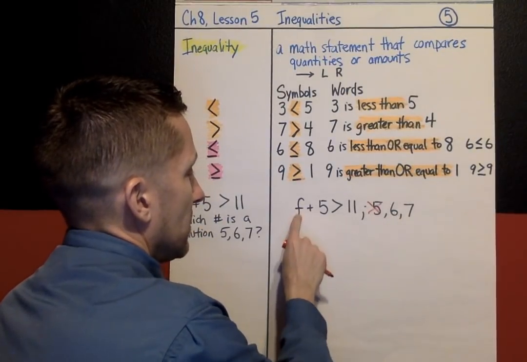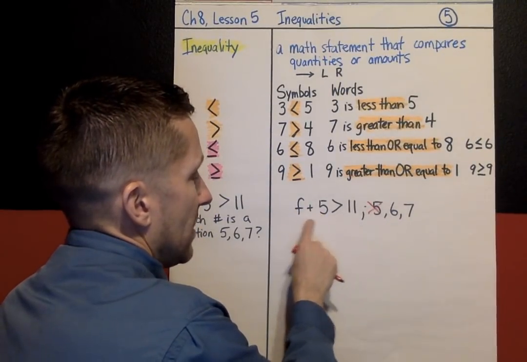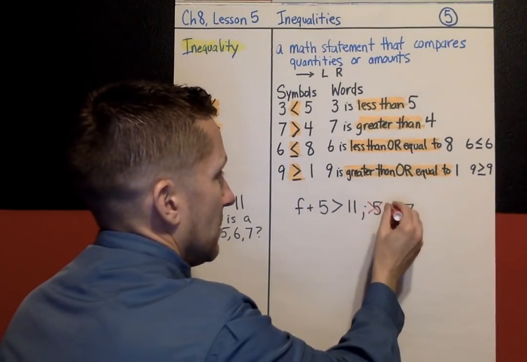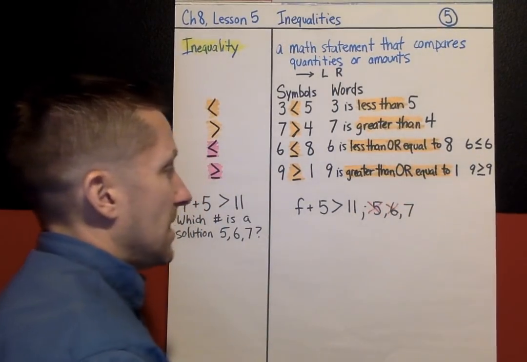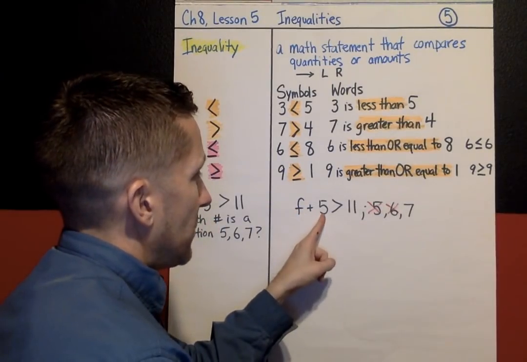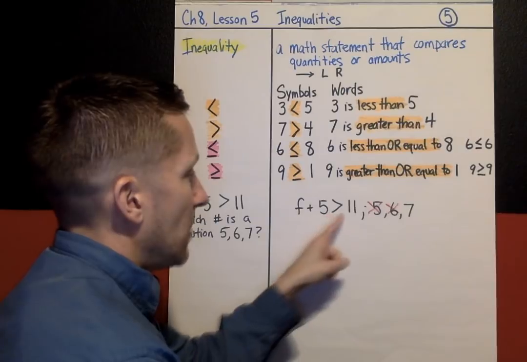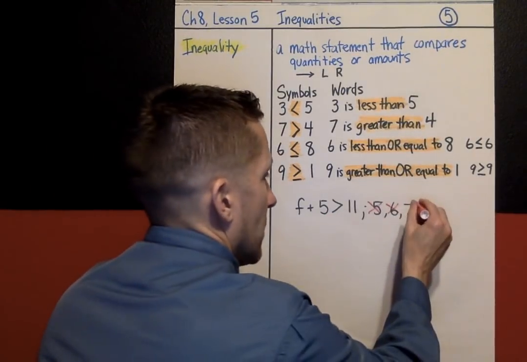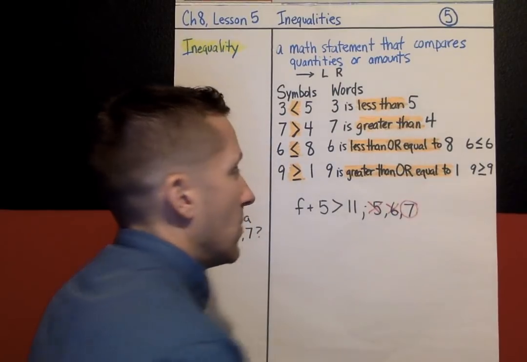Put in a 6. 6 plus 5 is 11. Is 11 greater than 11? It is not. So 6 is out. So I'm hoping 7 works. Put in 7. 7 plus 5 makes 12. Is 12 greater than 11? It is. So 7 is the number that works.